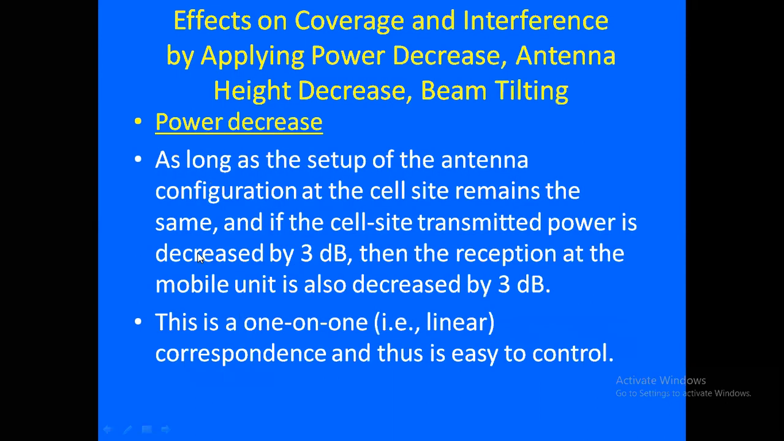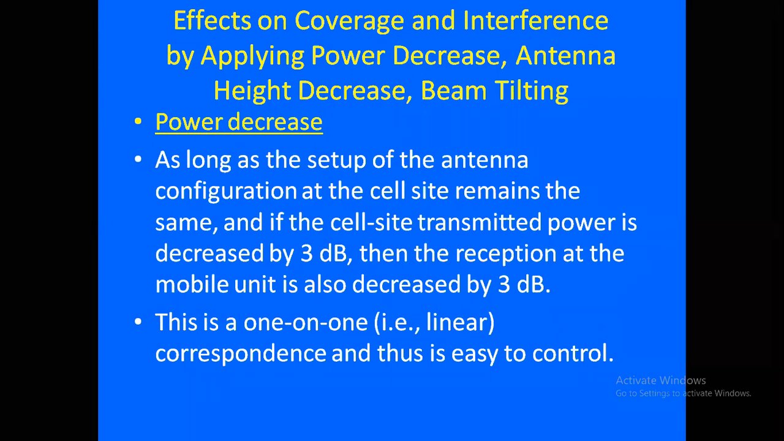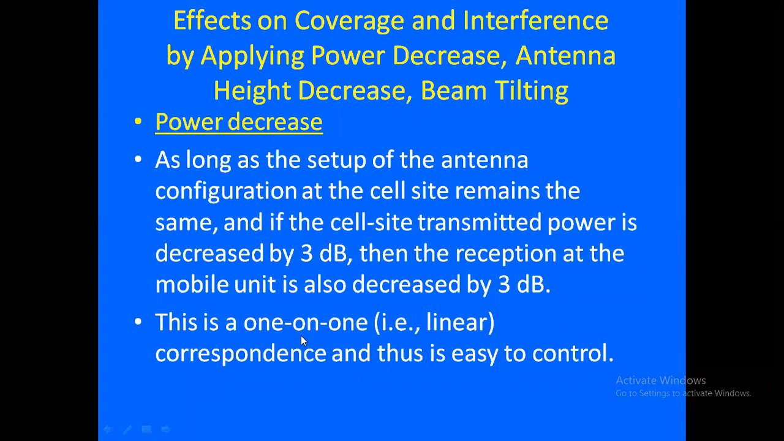Now coming to power decrease. As long as the setup of the antenna configuration at the cell site remains the same, if the cell site transmitted power is decreased by 3 dB, then the reception at the mobile unit is also decreased by 3 dB. There is a one-to-one correspondence, and that is easy to control.